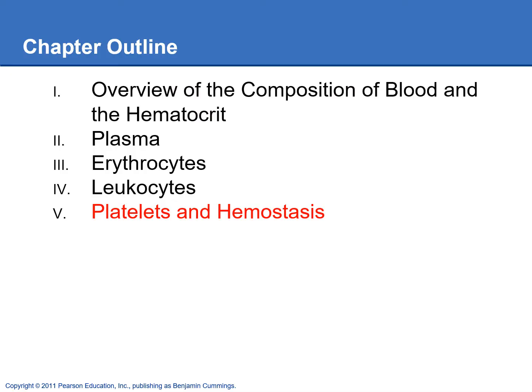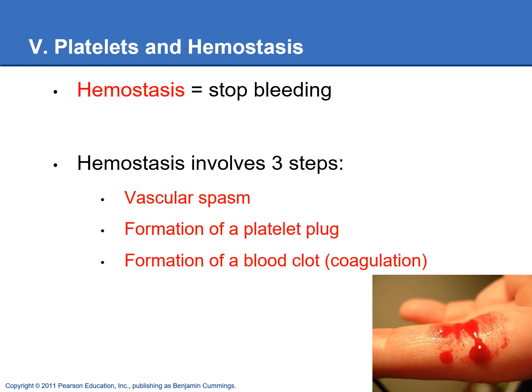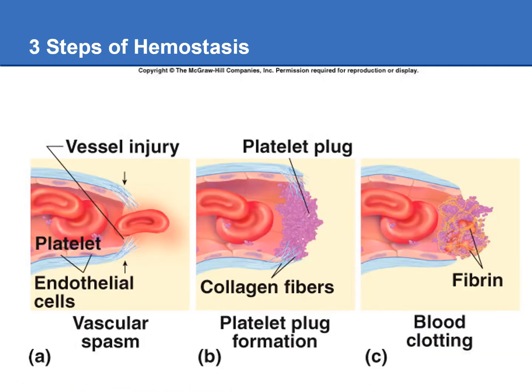We're going to finish up Chapter 15 by talking about hemostasis. So hemostasis means to stop bleeding, and there's 3 steps that are involved in hemostasis. The first one to occur is vascular spasm, followed by formation of a platelet plug, and then forming the blood clot or coagulation. Here's a picture of the 3 steps of hemostasis.